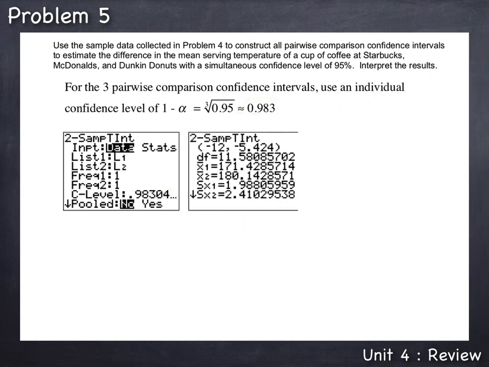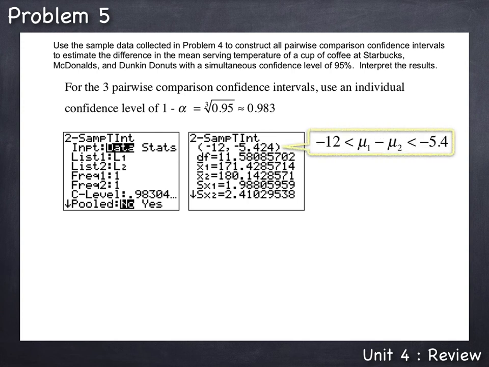So looking at the displayed results on our screen, we can then construct our first pairwise comparison confidence interval. Here, comparing Starbucks and McDonald's. We do this by writing mu1 minus mu2, surrounded by the less than signs to show that this estimate for the difference in the two means is between. And the calculator provides us with L, the lower limit, and U, the upper limit. Right underneath the 2-SampTInt command, in parentheses, is displayed the L, the lower limit, separated with a comma from U, the upper limit.